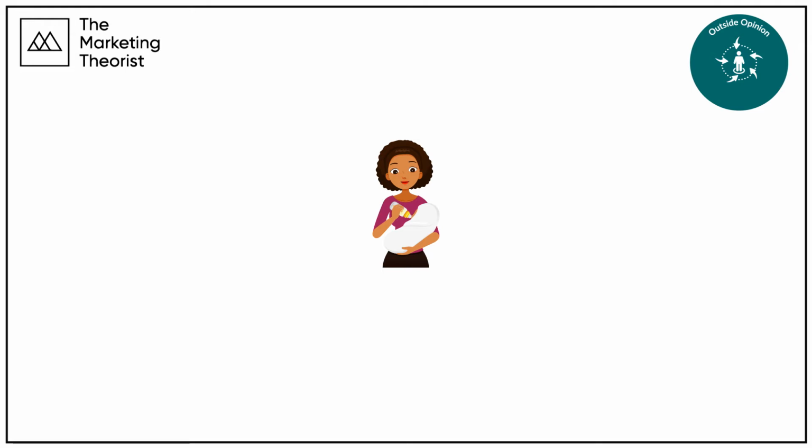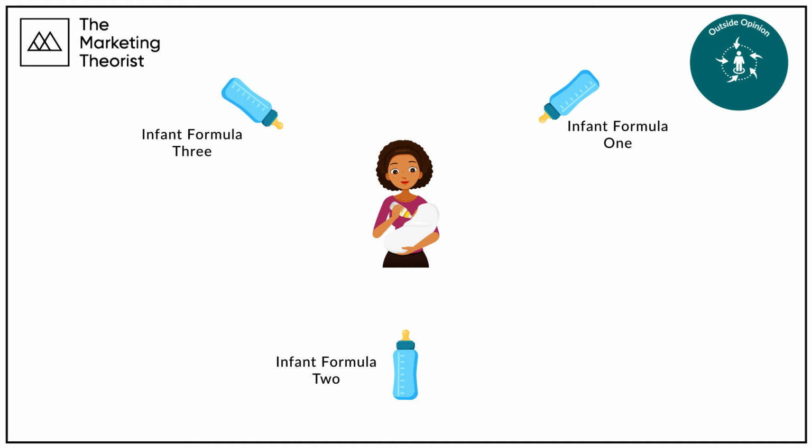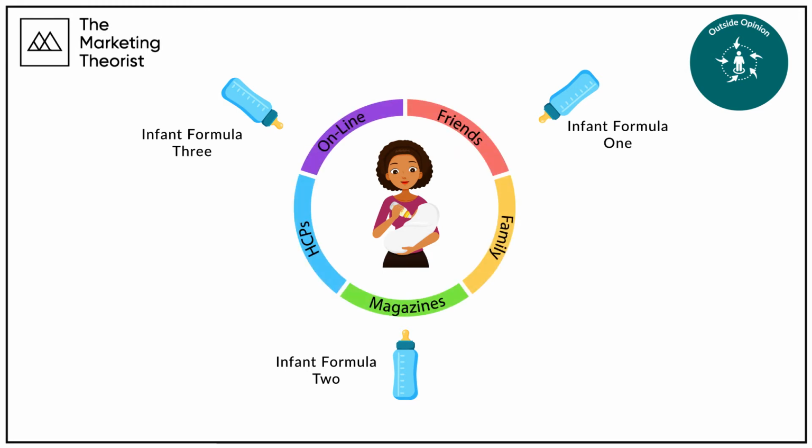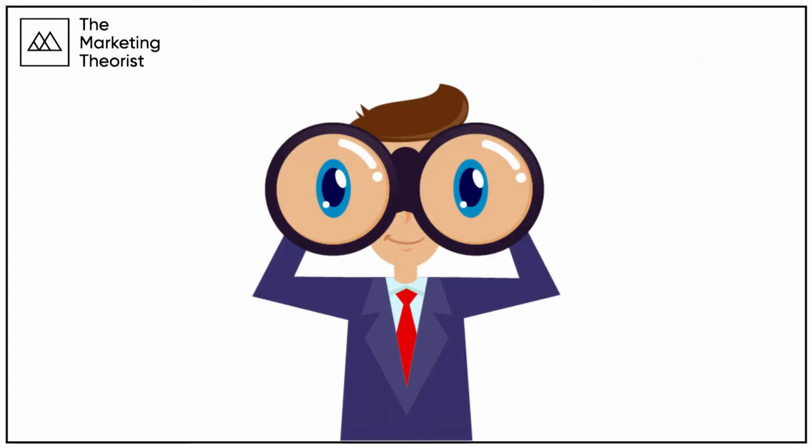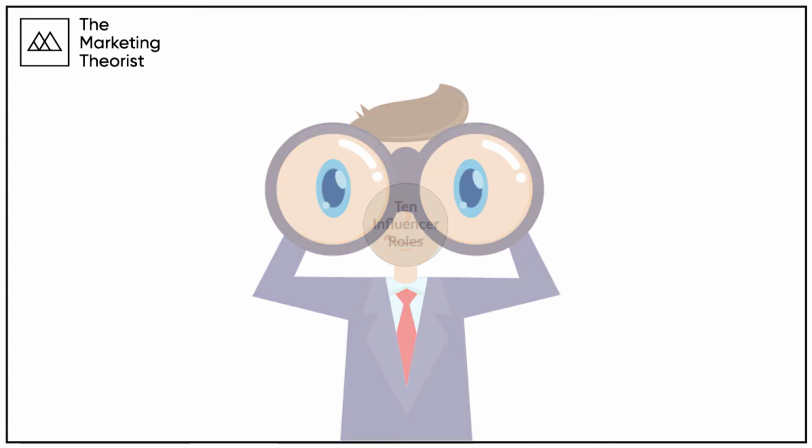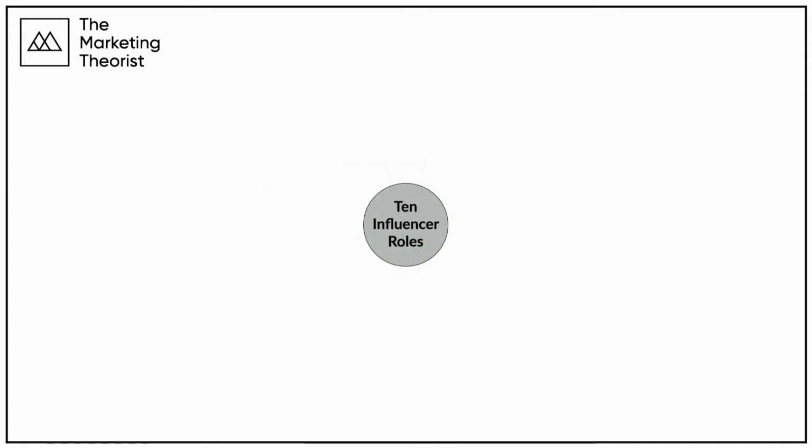Take this baby's parent. Now, they want to buy infant milk, and let's say they have 3 companies to choose from. Communications from these companies have to penetrate a defensive circle of trusted advisors whose opinions essentially filter those messages and will have a big impact on the buyer's final decision. Okay, so now we know where to look for influencers. We now need to define the different roles that influencers perform. So here are 10 to get us started.